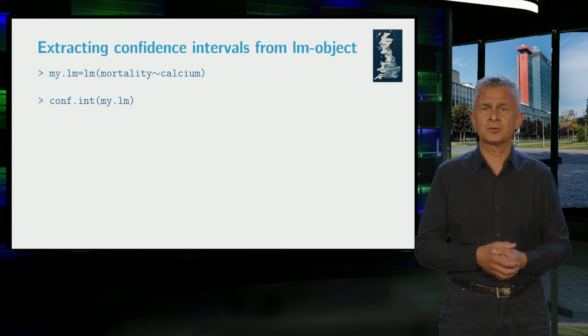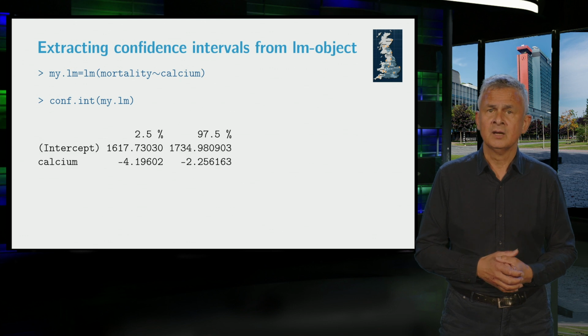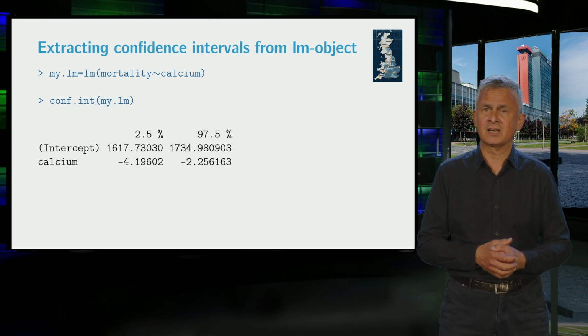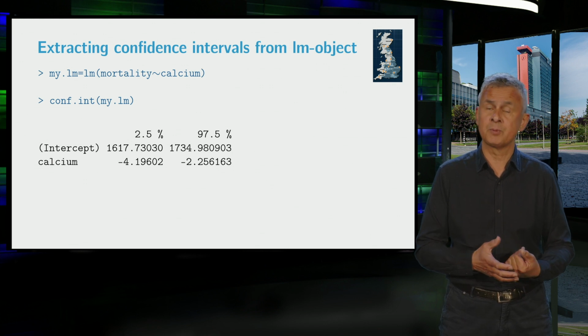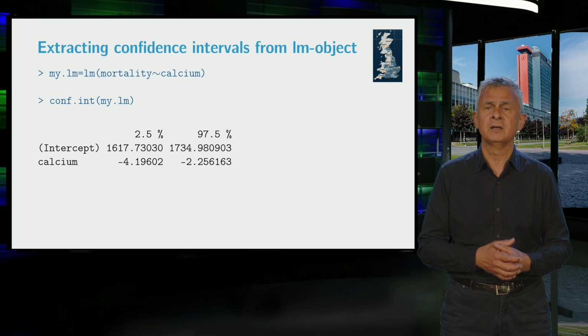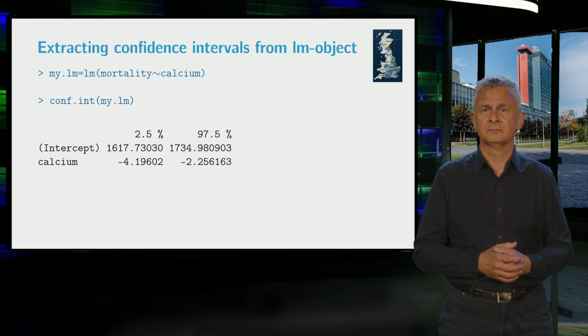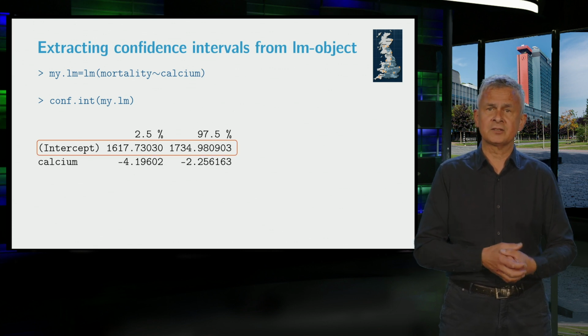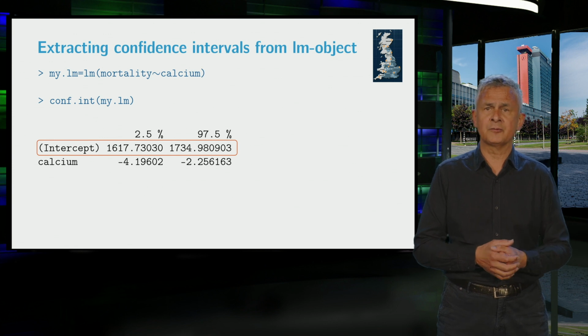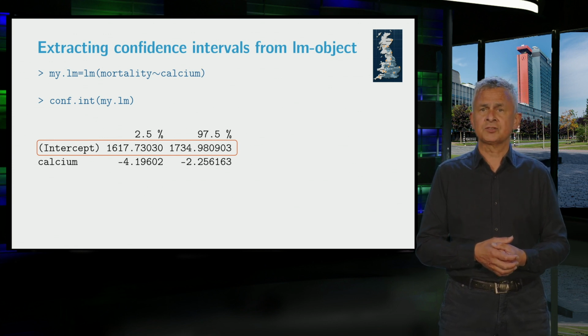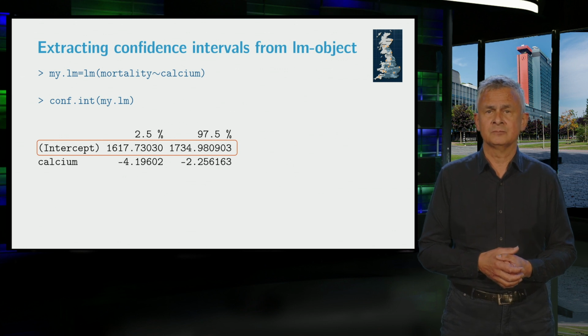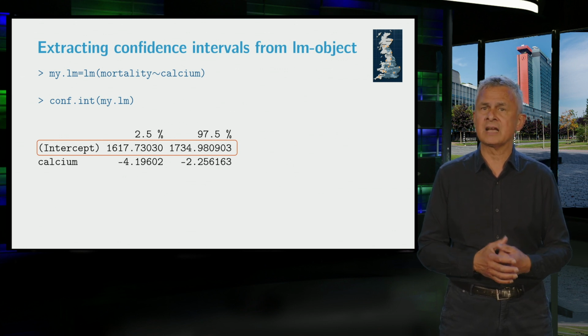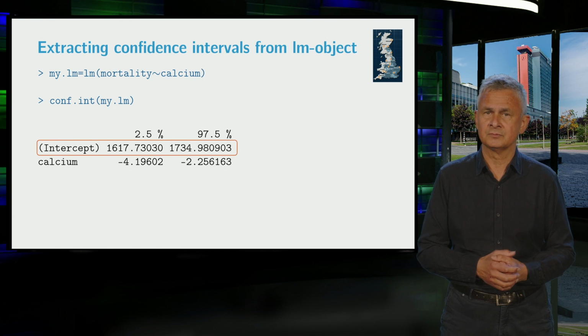Such an interval can also be extracted from the fitted LM object by means of the R function confint. Just applying this function to the fitted LM object gives the 95% confidence intervals for both parameters, the intercept alpha and the slope beta. For example, the 95% confidence interval for alpha is roughly from 1618 to 1735, which would correspond to the mortality rate at 0 calcium concentration.